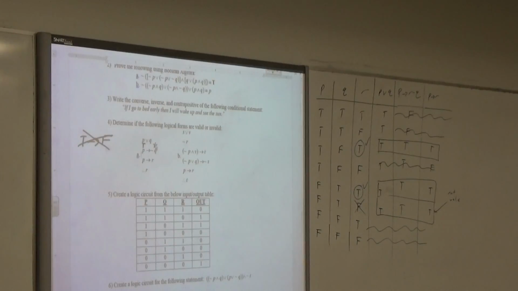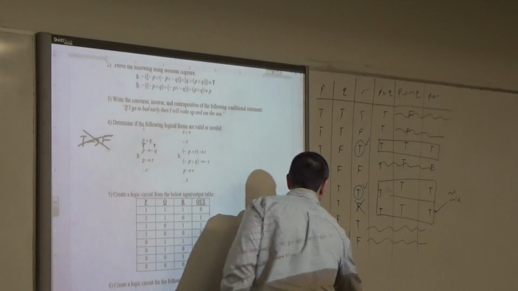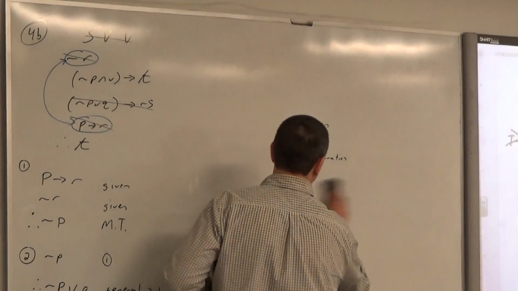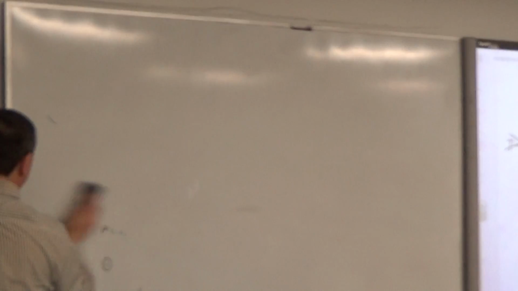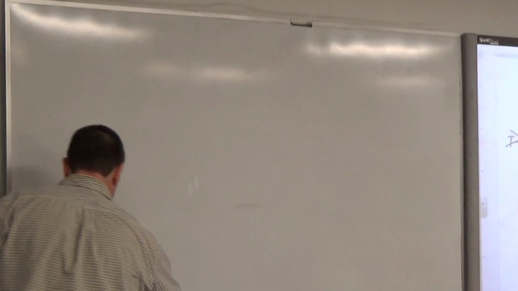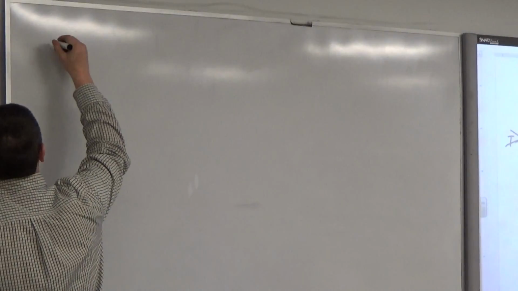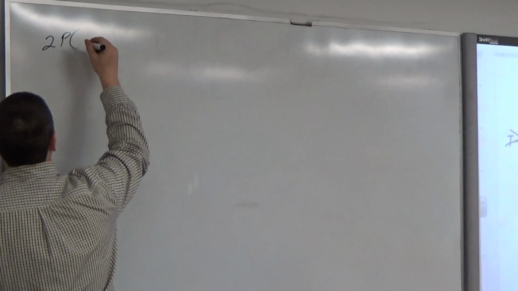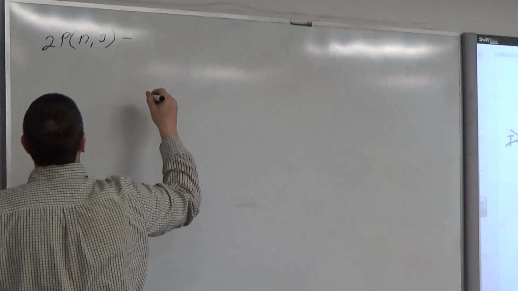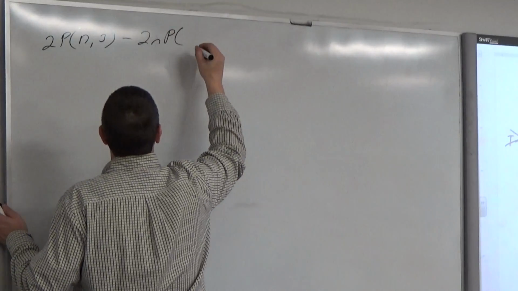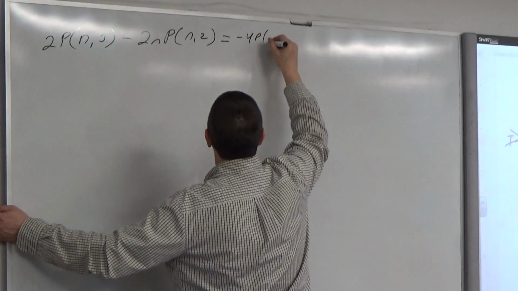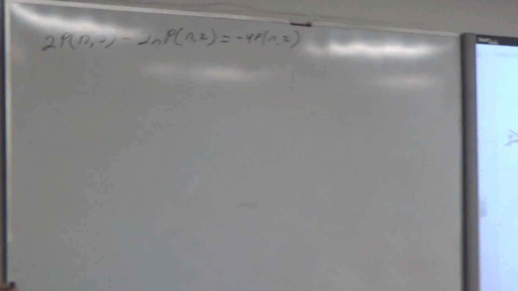It says prove for all n that exist in an integer Z, n is greater than or equal to 3, where 2 times the permutation of n comma 3 minus 2 times n permutation n comma 2 equals negative 4 times permutation n comma 2. One more time: for all n in Z, n is greater than or equal to 3, 2P(n,3) minus 2nP(n,2), equals negative 4P(n,2). Yes.